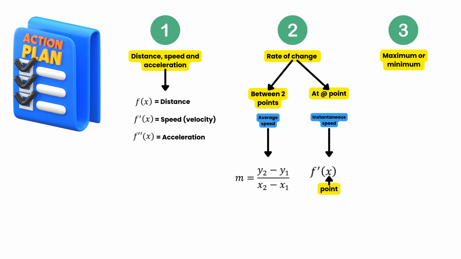Group 3, maximum or minimum. When they ask for a maximum or minimum, we differentiate and set the derivative equal to 0. So that's our plan of action, a kind of cheat sheet for what to use where. This will make a lot more sense once we've done the examples together.